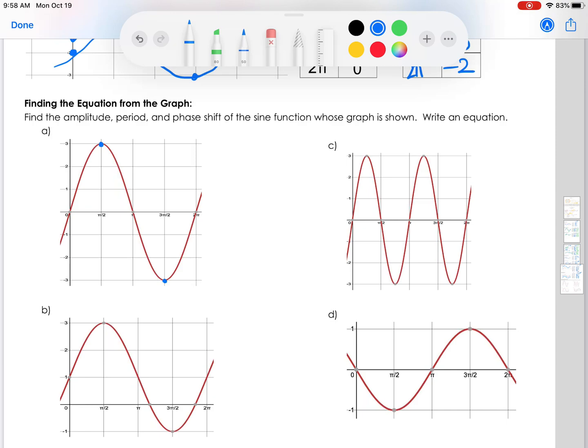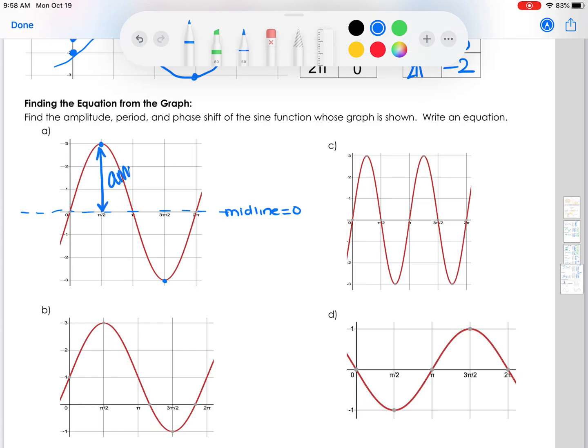So we call this the midline. The midline would be halfway between the highest and the lowest point, and that would be right here. So that is my midline. My midline is at 0. That tells me I don't have a d. I'm not adding or subtracting anything to this equation on the outside.